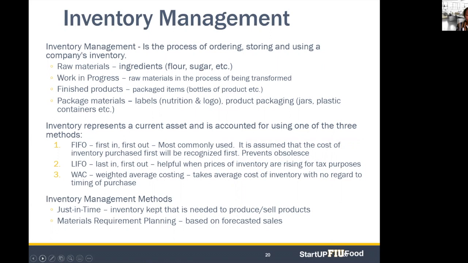Then you have your work in progress. So any raw materials in the process of being transformed into finished products. You have your finished products, your packaged items. And of course, you also have some of the packaged materials. So for those of you who are making packaged goods, you have labels, whether it's nutrition or logo, right? You have to get those printed, you have to buy the labels themselves. Then you have the product packaging, right? Any jars or plastic containers, whatever it is that you are packaging your items in, you have the cost for those. And you want to be able to understand that.